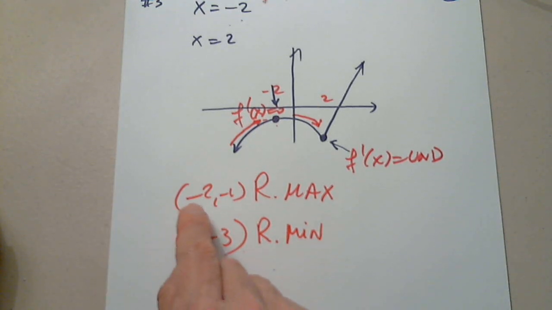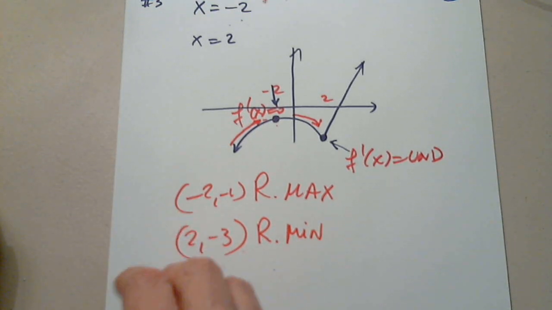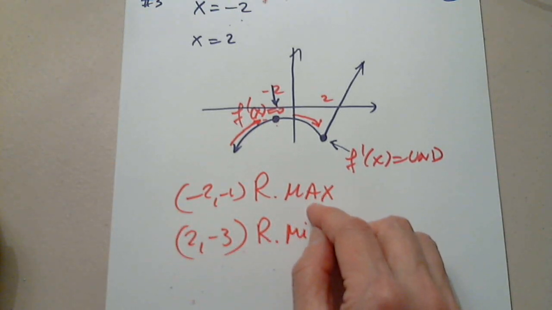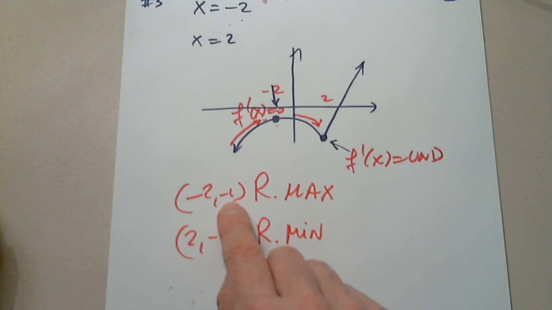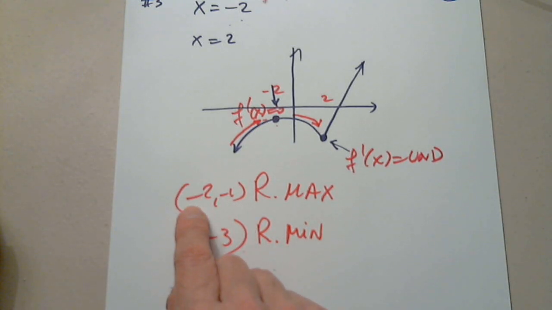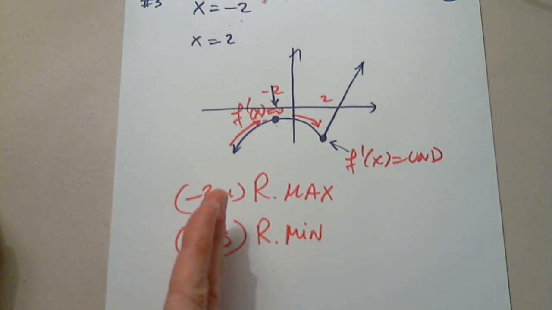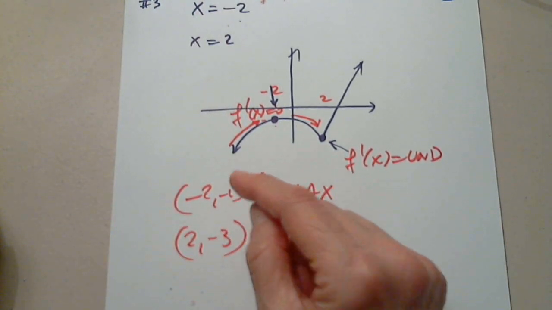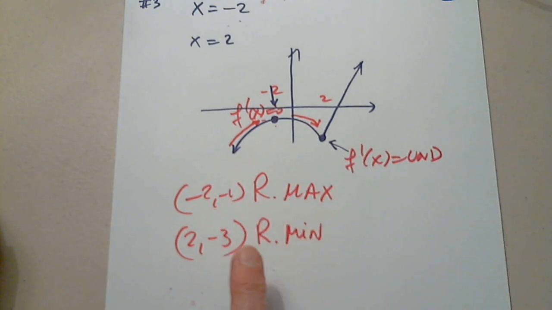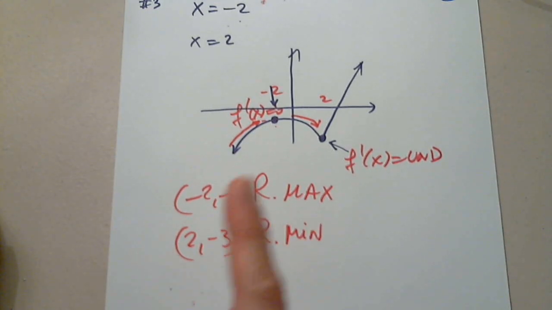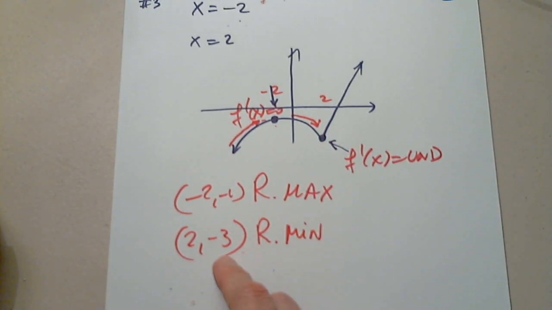Now, relative max is when x is -2. The actual max is -1. This is the location, and this is the actual. What is the location? When x is -2. How much is it? -1. This one, where is it? At x equals 2. How much is it? -3.